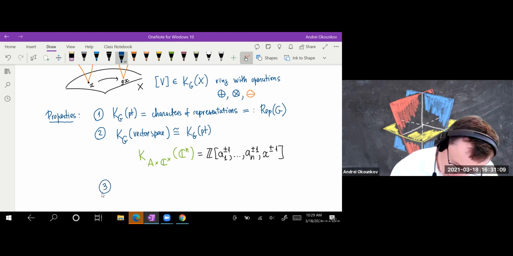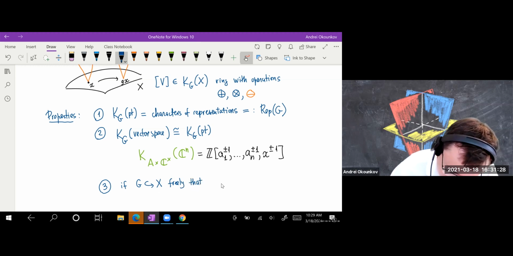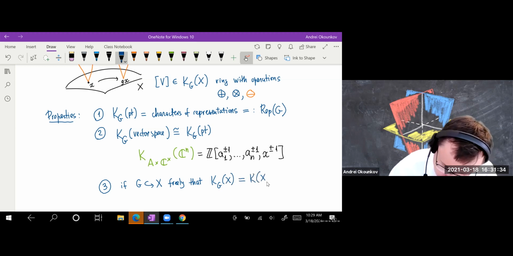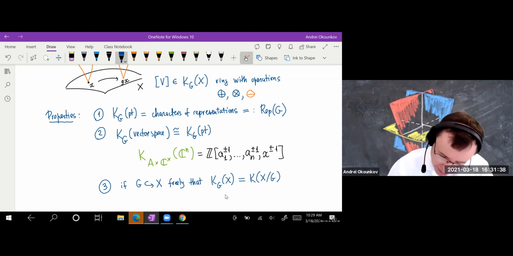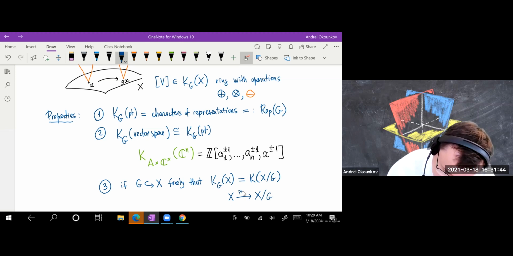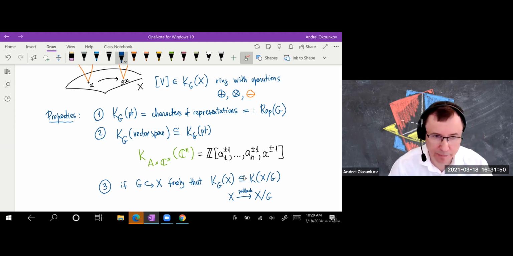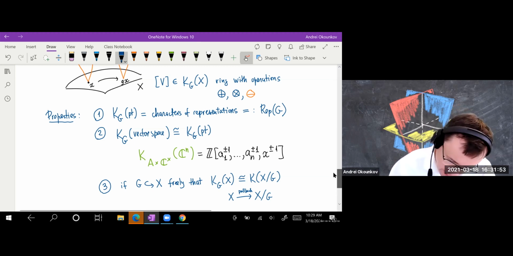Third is that if I have a free action, so if G acts on X freely, then K_G of X is the same as K of X mod G, and the isomorphism is just the pullback under this map.